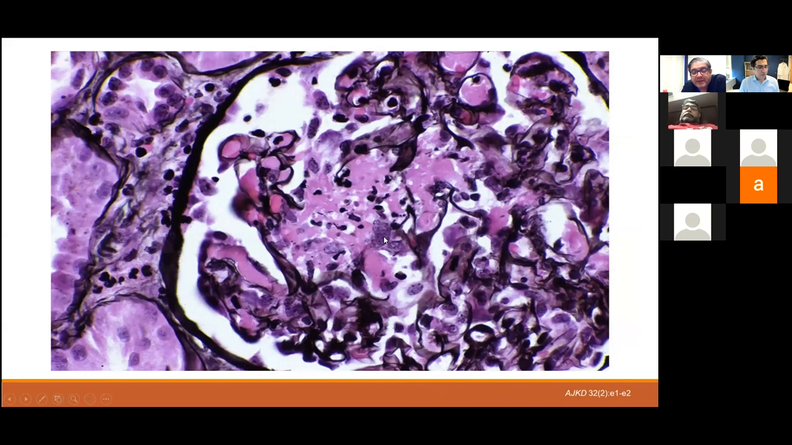Now this is Jones silver stain, of course. Let's see what a normal basement membrane would look like. These are normal capillary loops over here. Now what you're seeing over here is this light pink eosinophilic material in the middle. This is an area which has actually been destroyed, liquefied by the inflammatory process. So this is your fibrinoid necrosis. Now let's follow this basement membrane. You see that it's coming down here, but then there's no basement membrane over here at all.